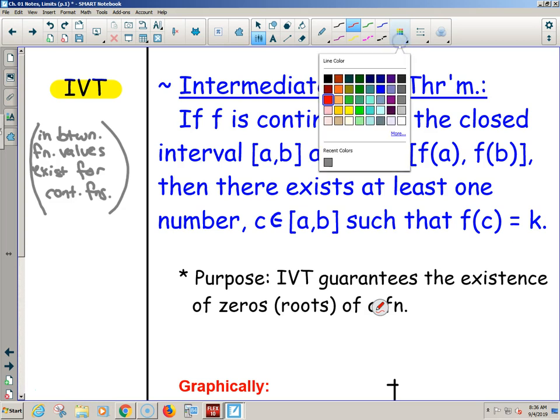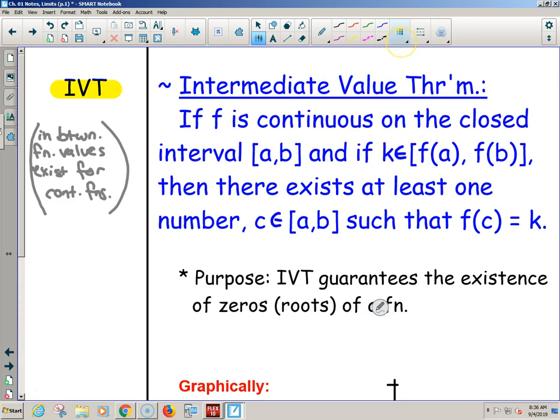so it might be helpful for some of you to make a note that k is a function value, or k is a y value. If k is in between two y values, he's a y value also. He is the guaranteed in-between function value. But he could be a whole interval, a whole range of numbers. Then there exists at least one number c. Okay, hold on. He's in between x's, so he's an x value, such that f of c equals k.